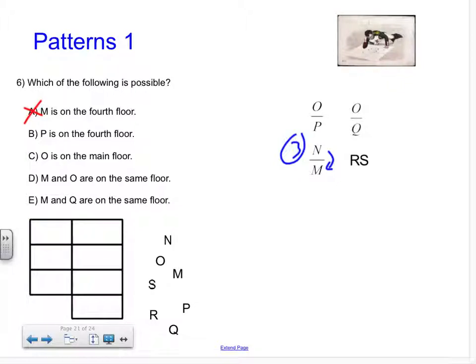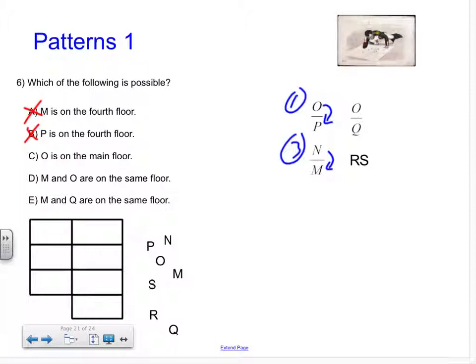Let's try P is on the 4th floor. Okay, so let's put P up here. So again, looking at condition 1, P needs to come below O. So if P's on the 4th floor, it'll either be on the same floor as O or above O. So B is not a possible answer choice.